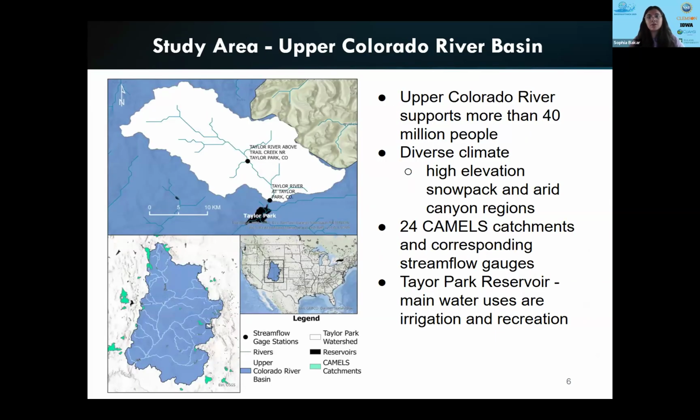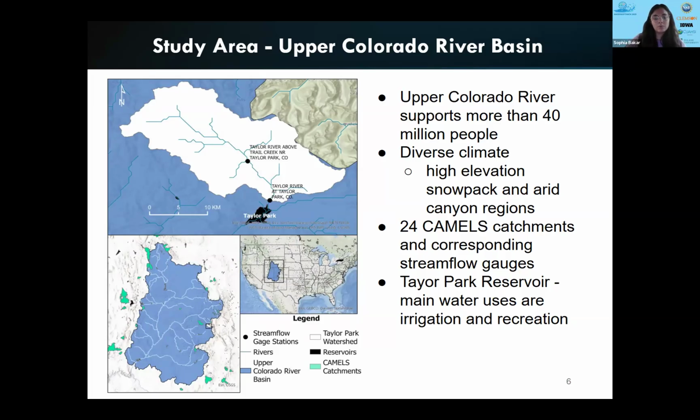The selected study area for this project is the Upper Colorado River Basin. This river basin supports more than 40 million people. And it's also quite interesting because it has a diverse climate. The northern part of the basin has pretty high elevation, and the streamflow is mostly driven by snowmelt. And then the lower part of the basin is arid and canyon regions. So we got all of our data from CAMELS and the corresponding streamflow gauges. There are only 24 gauges within the Upper Colorado Basin.